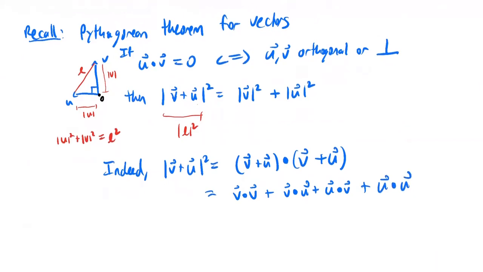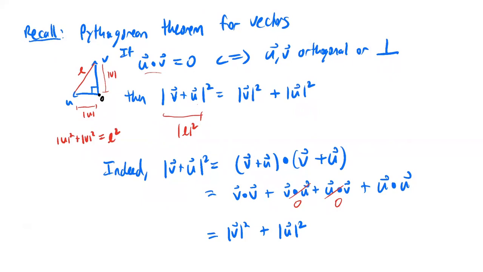But because these vectors are orthogonal, each of these cross terms is 0. They're perpendicular. And so you're just left with v dot product itself, which is the same thing as the length of v squared, and then also the length of u squared, right? So that's the proof of the Pythagorean theorem for vectors.